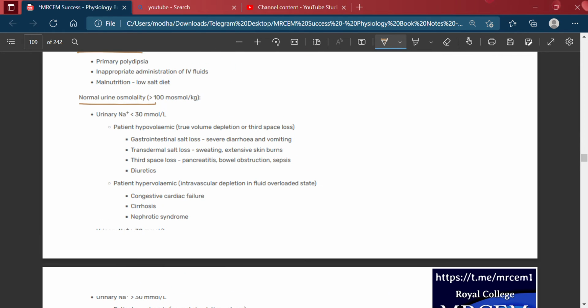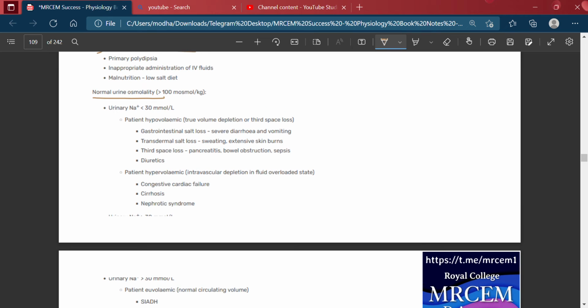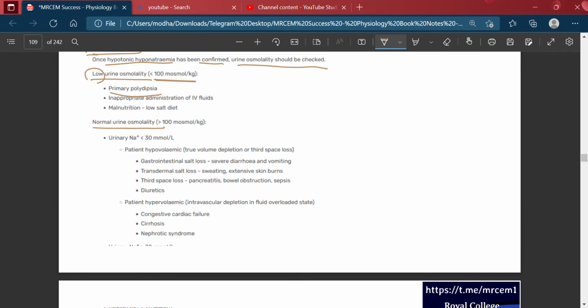So what happens in this? When the urine osmolality is low, less than 100, it may be due to primary polydipsia, inappropriate administration of IV fluid, and malnutrition or a low salt diet.